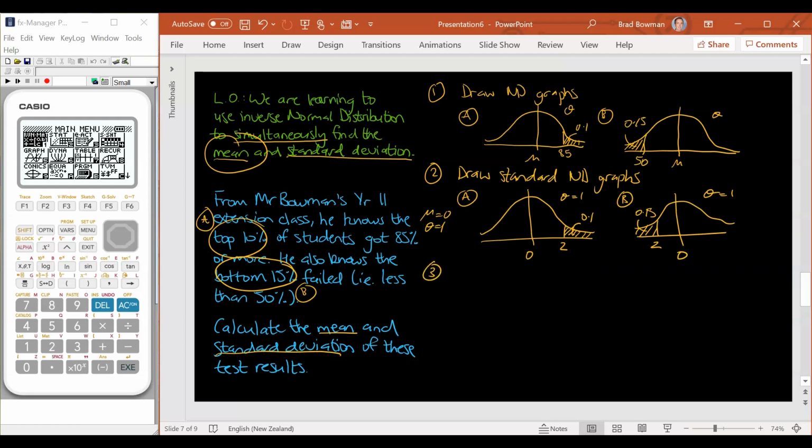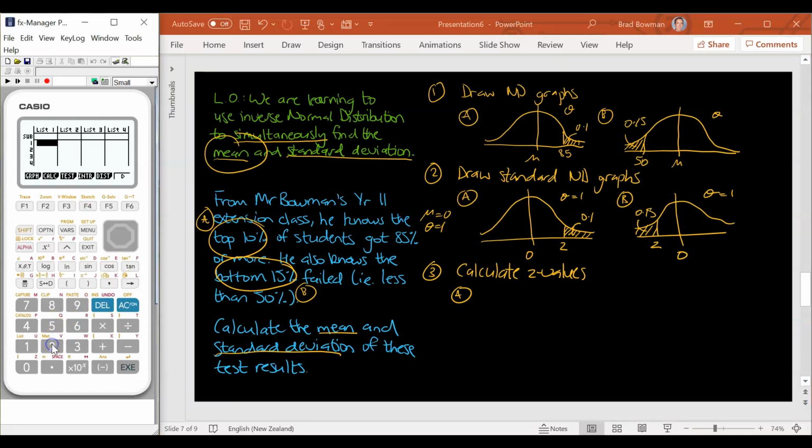Step number 3, we've got to calculate the z values. For scenario A, don't forget we are using our inverse normal distribution mode, so we'll get that on our graphics calculator here. We're going into stats mode, which is 2, distributions, normal, inverse normal. We need to know a few things. We need to know about the tail, the area, the standard deviation, and the mean for each of these.